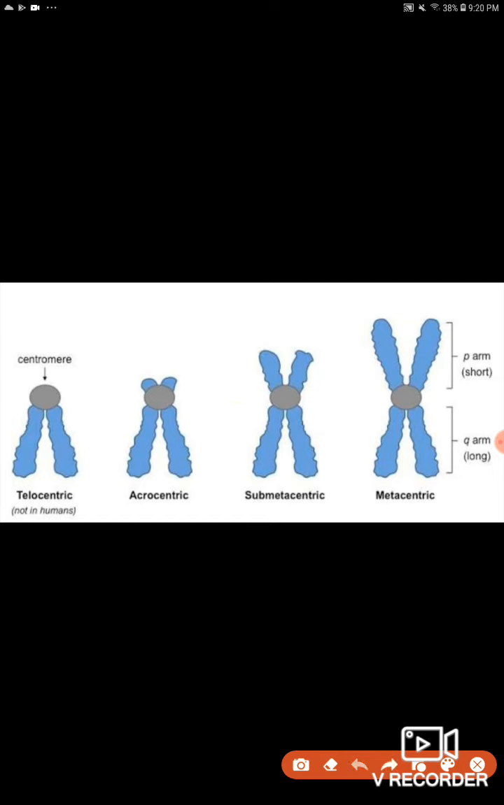The fourth one is called metacentric. These are V shape. It is a V shape chromosome. Here you can see that the centromere is completely at the center and both arms, P arm and Q arm, are equal.